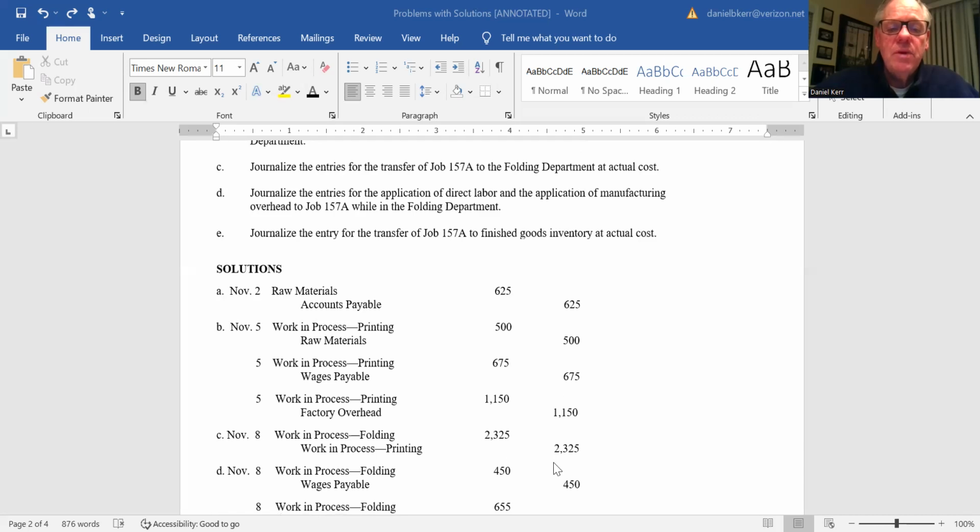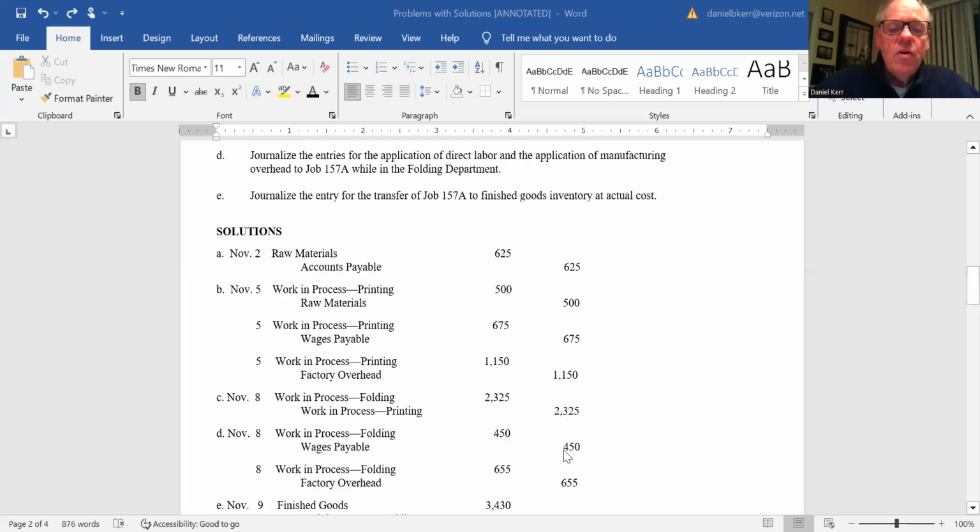So if you add those all up, you get 2,325. Debit work in process folding, credit work in process printing. Then you added $450 worth of wages and direct labor. So you debit work in process and you credit wages payable.